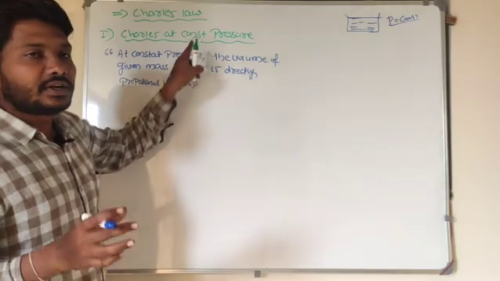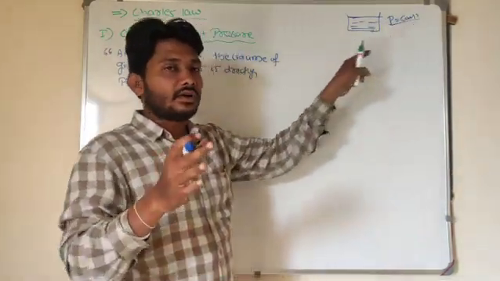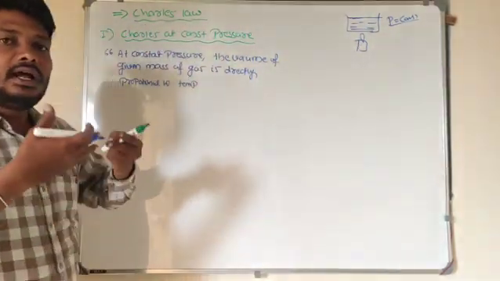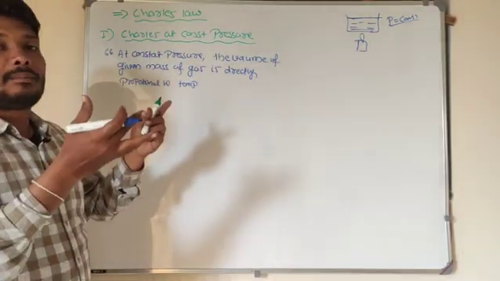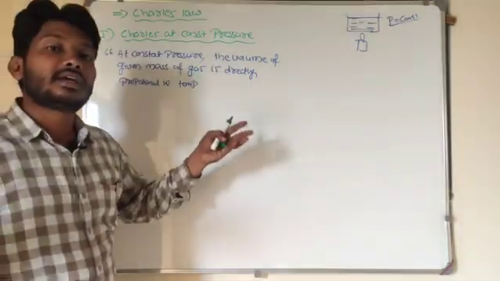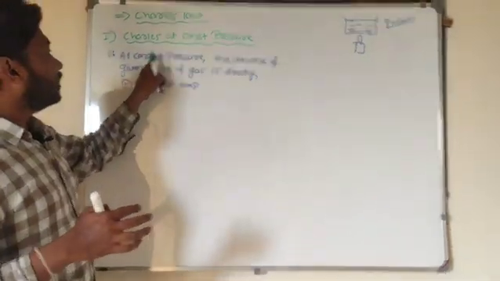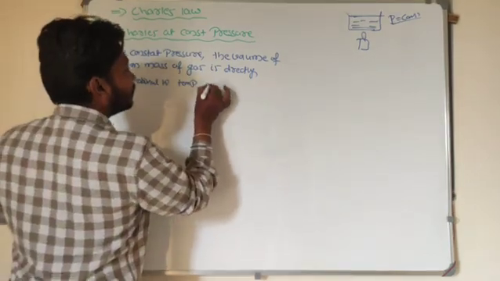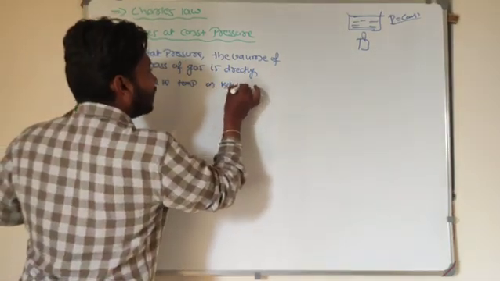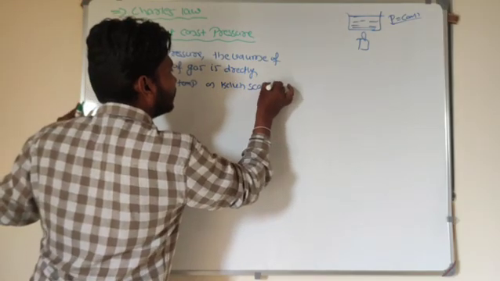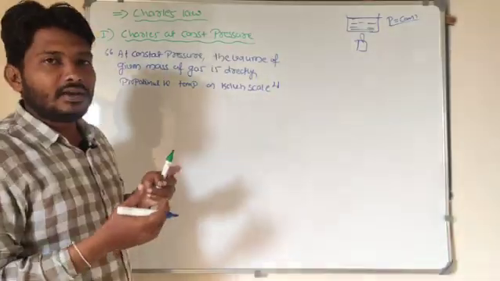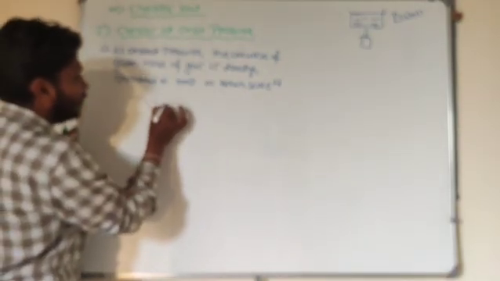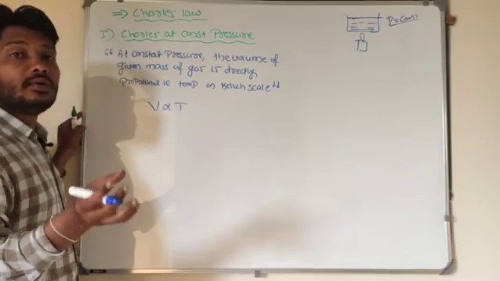So look at what I said here. At constant pressure, if the pressure of the gas is constant and I heat up this gas, the temperature increases. As the temperature of the gas increases, the volume of the gas also increases here. At constant pressure, the volume of a given mass of gas is directly proportional to temperature on the Kelvin scale. We consider the temperature on the Kelvin scale here.